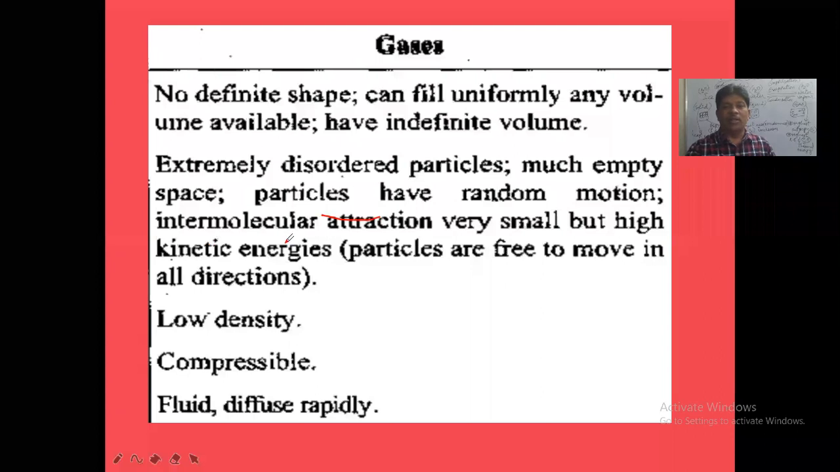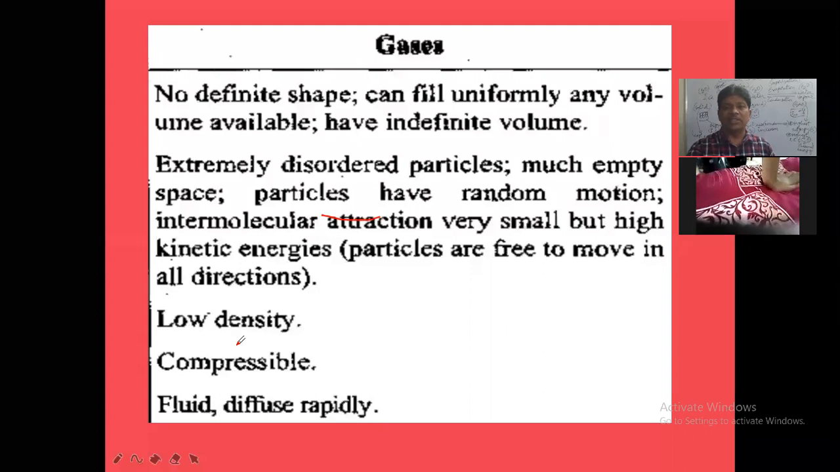Intermolecular attractive forces are very small because the distance between the particles is greater, so intermolecular attractions will be least here. But kinetic energies are high, and when kinetic energy is high, thermal energy also will be greater, because the particles are free to move in all directions. Gases have low density because of the greater volume occupied by gases. Density is equal to mass upon volume, so volume and density are inversely related. The more the volume of the gases, the less density there will be.